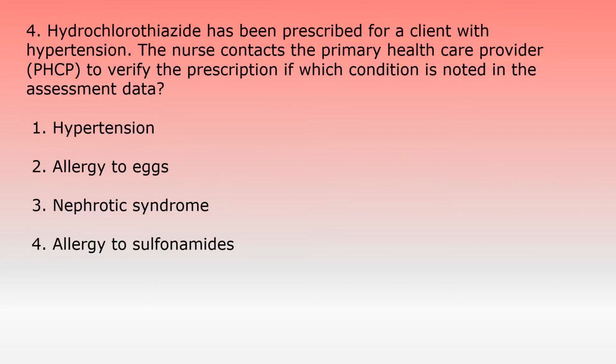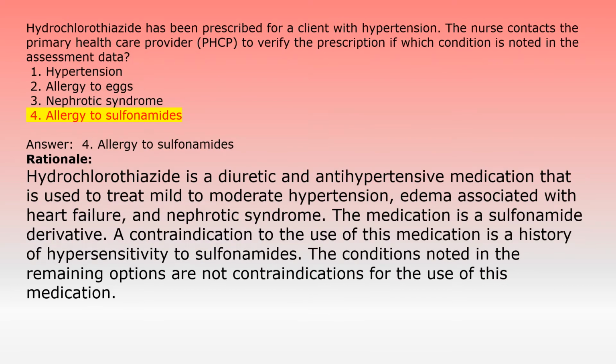4. Hydrochlorothiazide has been prescribed for a client with hypertension. The nurse contacts the primary healthcare provider (PHCP) to verify the prescription if which condition is noted in the assessment data? 1. Hypertension 2. Allergy to eggs 3. Nephrotic syndrome 4. Allergy to sulfonamides. Answer: 4. Allergy to sulfonamides.